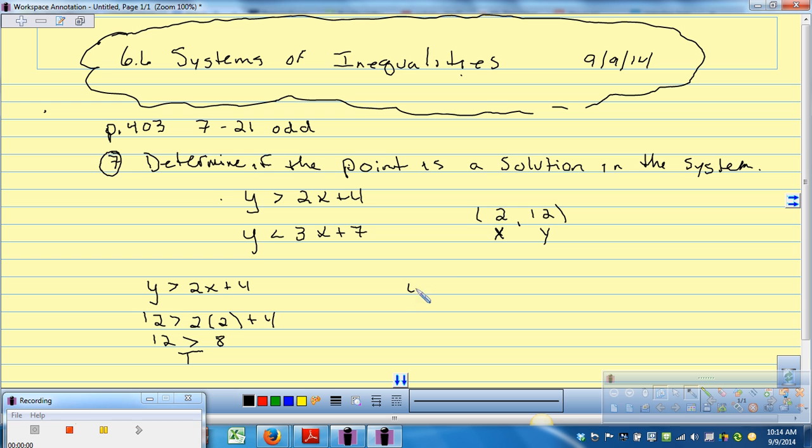Now we need to plug it in the second one. y is less than 3x plus 7. So 12 is less than 3 times 2 plus 7. 12 is less than 6 plus 7, which is 13. True or false? That is true. Since it works in both, the point (2, 12) is a solution to the system.